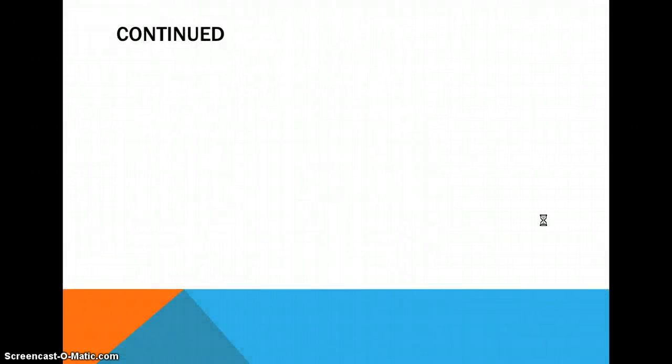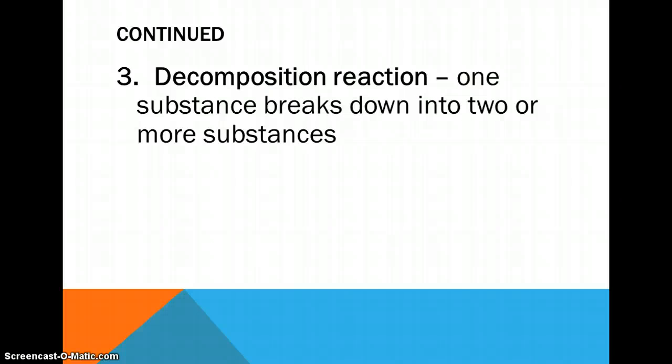All right, continuing on here. Third type of reaction we call a decomposition reaction. The word decomposition is made up of the parts decompose. What does it mean to decompose? It means to break down. Things here are going to be broken down into multiple parts. So we'll take one thing, break it down, and make 2 or more.